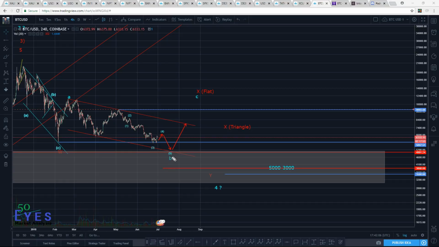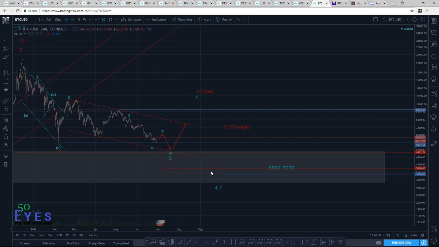Now the thing is, if this B is complete with just this simple structure of ABC, then we should see a break above this channel line straight towards the high of the wave C. And if it's still continuing as a double zigzag, we will then see again a continuation of something like this before it moves up for either the flat or falls down for a triangle. Now that's enough for that analysis. I'll just go to a lower time frame to see what's going on in this particular region of the chart.